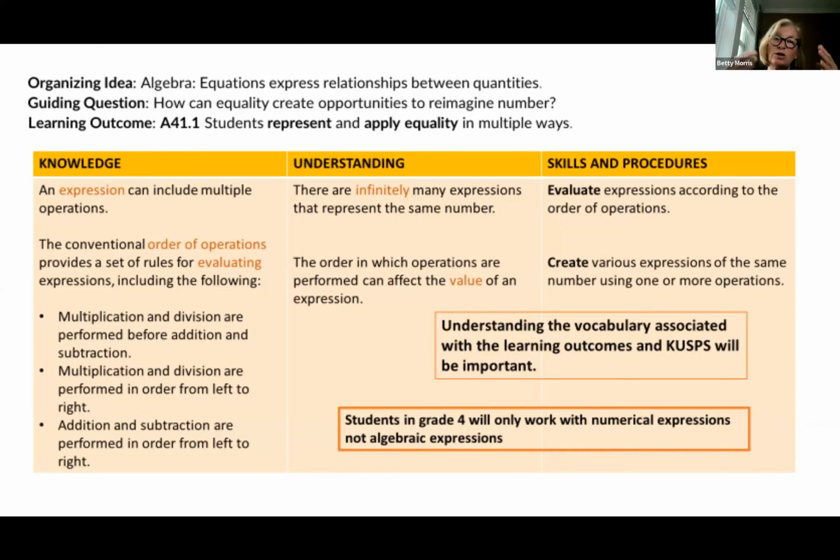And so we say to the students, there are rules when we follow the procedure for evaluating an expression. And then the understanding that there are infinitely many expressions that represent the same number. And as I said to you earlier, they start that in grade 1. They don't call it that, but it's already started. And there are so many expressions for one number, and the order performed can affect the value. That's critical. And I'm going to show you some examples with that.